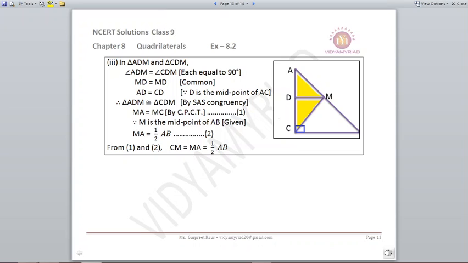And we already know that M is the midpoint. So, if it is the midpoint, we can say that MA is equal to half of AB. So, from equation 1 and 2, that is MA is equal to MC and MA is equal to half of AB, we can say that CM is equal to MA is equal to half of AB, since all are equal. And M is the midpoint.